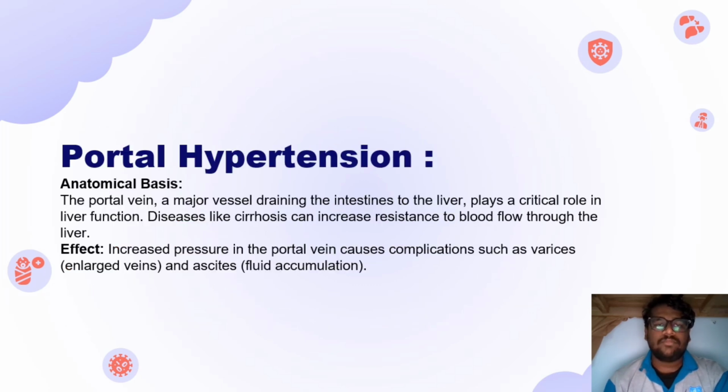Portal hypertension. The anatomical basis is the portal vein, a major vessel draining the intestines to the liver, which plays a critical role in liver function. Diseases like cirrhosis can increase resistance to blood flow through the liver. This increases pressure in the portal veins and causes complications such as varices, enlarged veins, and ascites, fluid accumulation.